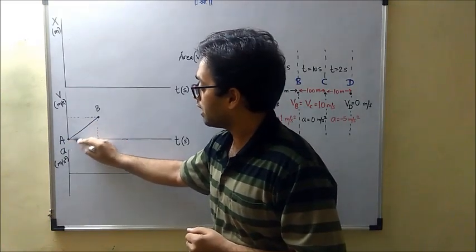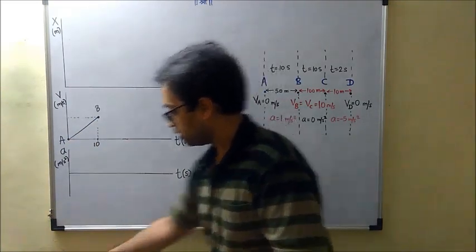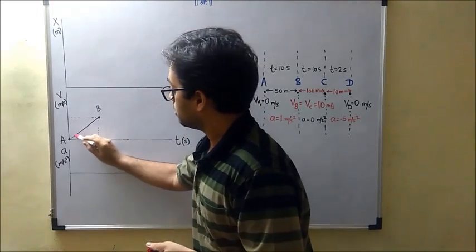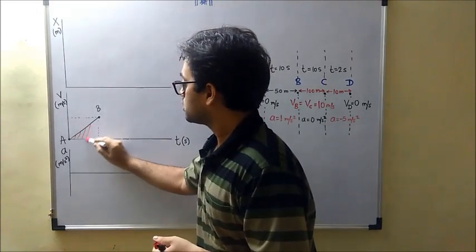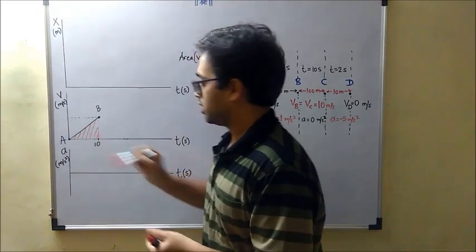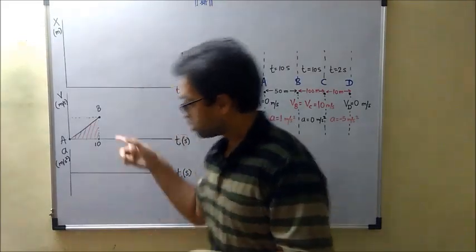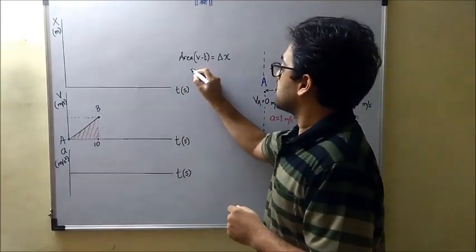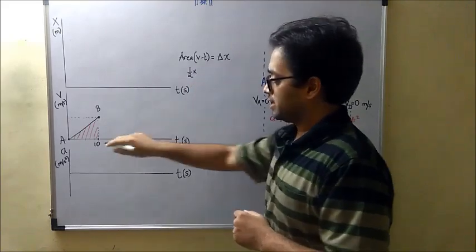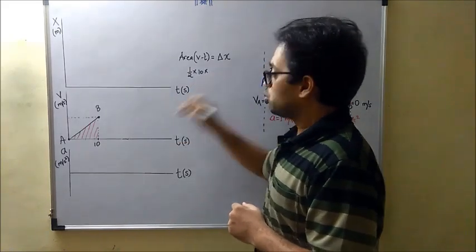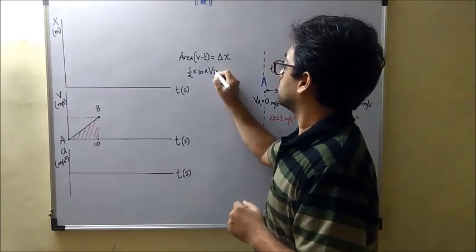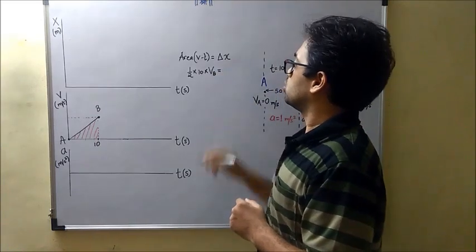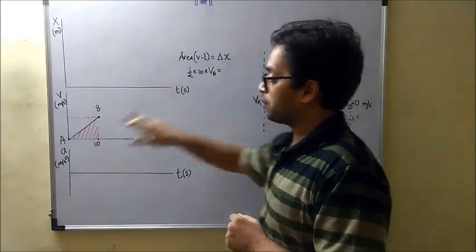It looks like a triangle, right? This shaded portion, shaded in red color, is your area under the VT curve. It looks like a triangle, so the area is simple. It is half into base, which is 10 seconds, into height, which is VB. We don't know that. Equal to change in the position that happens from A to B.